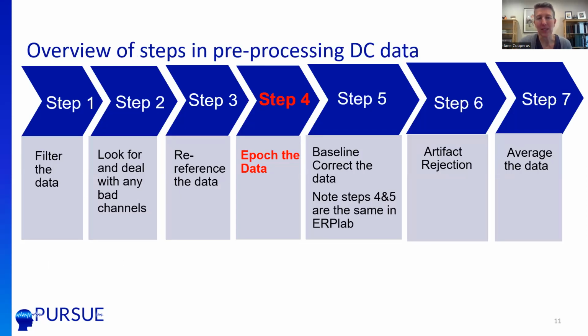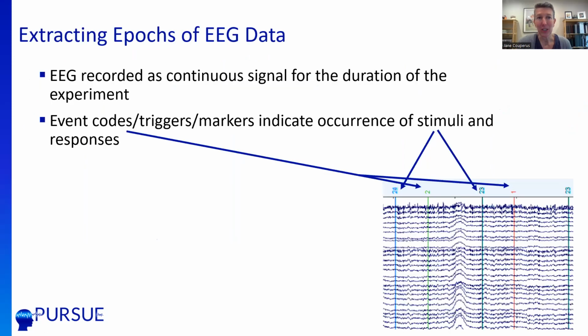The next step is epoching the data. So epoching the data is really just taking that very long electrophysiological data set that's continuous and breaking it down. As you're collecting the data, you should also be sending codes or triggers or markers, whatever you want to call them, that indicate the occurrence of a stimulus and or a response. And so those little markers are in your data, and we want to use those to actually break up our data into segments or epoch it.